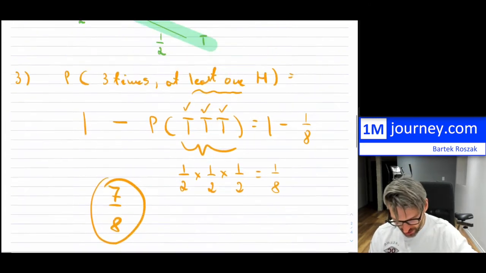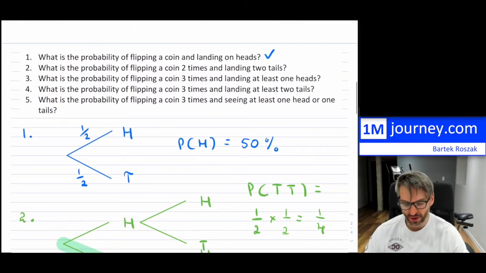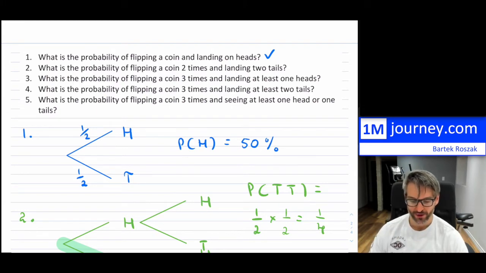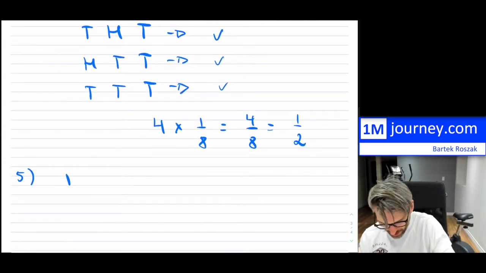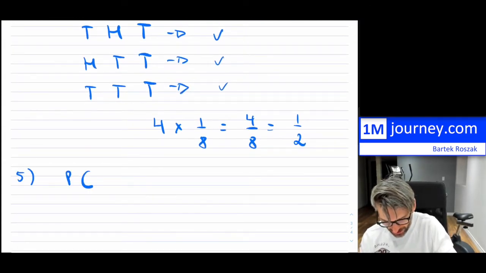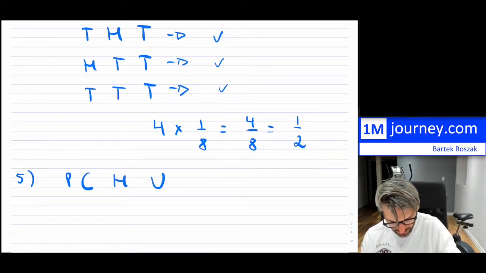Okay, question number 5. What is the probability of flipping a coin 3 times and seeing at least 1 head or 1 tails? All right, so seeing at least 1 head or 1 tails. So now this one is 100%. So now let's think about that. Okay, so here we have number 5, the probability of seeing at least 1 head or 1 tails.